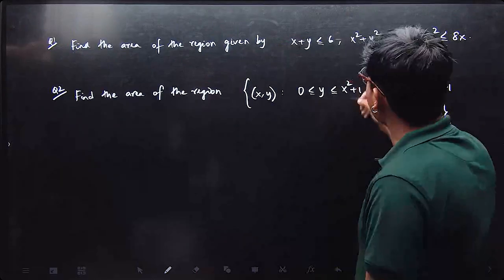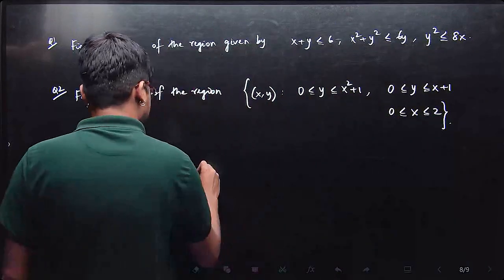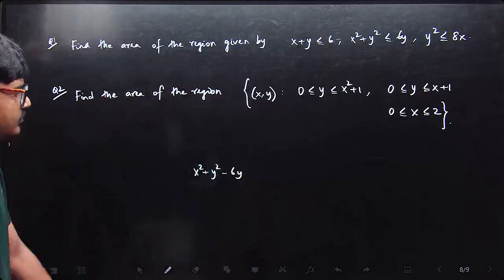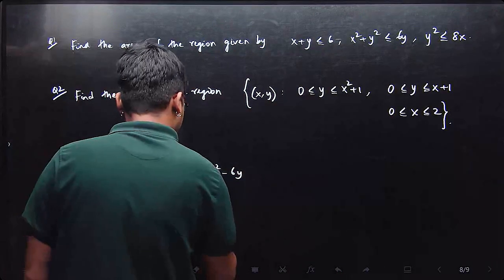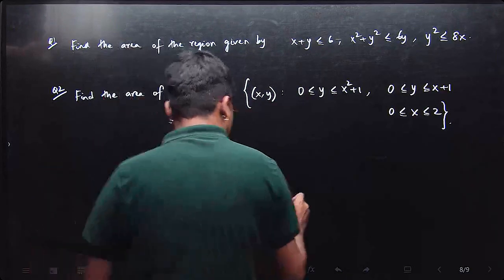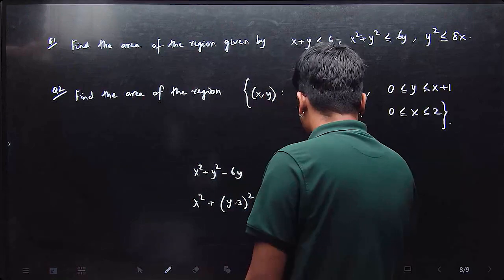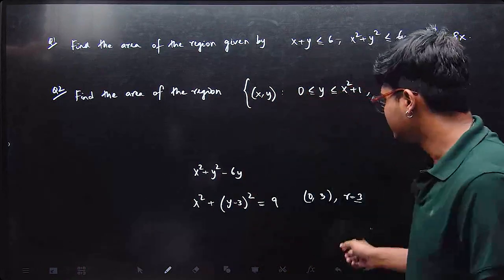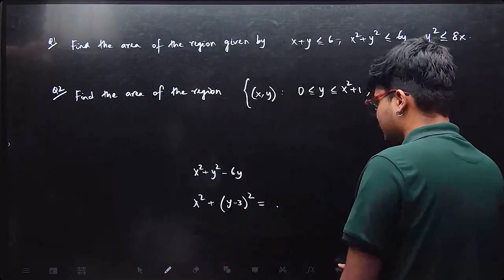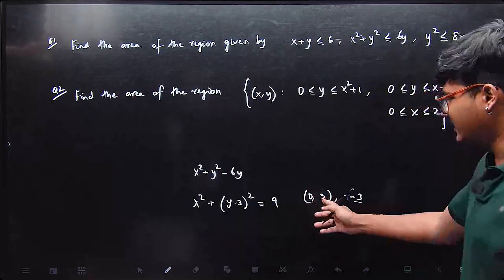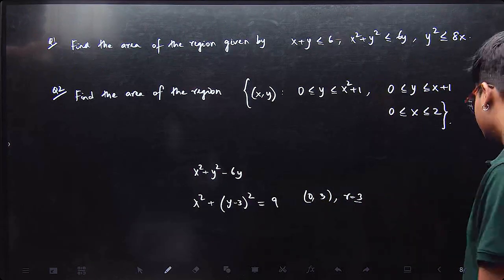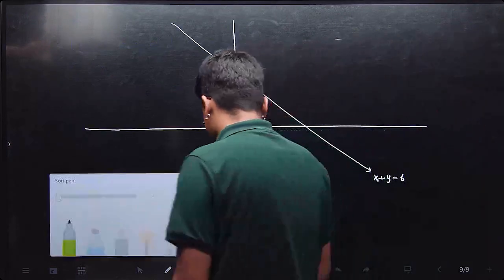Second one is x square plus y square minus 6y. That's nothing but a circle, right? This is nothing but x square plus (y minus 3) whole squared equal to 9, right? So it's a circle with center (0, 3) and radius equal to 3. So what does this look like? Maybe I should not have erased it. This is what you get, right? It's a circle with center (0, 3) and r equal to 3. So you get something like this.